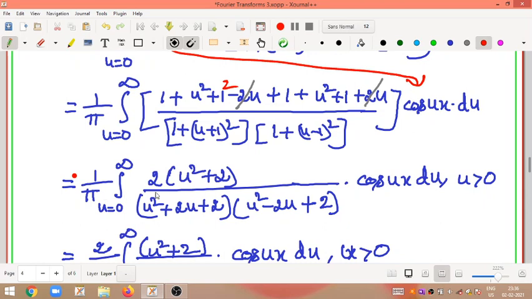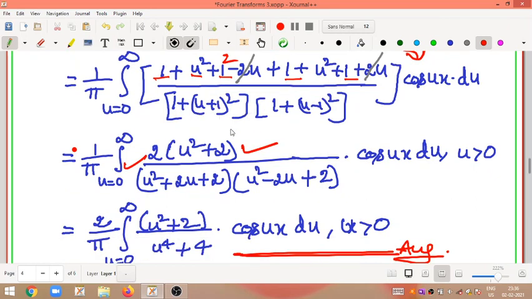Here 1 by pi into integral 0 to infinity, here 1 plus positive values, u square plus u square is 2u square, 2 common, 1 plus 1 plus 1 plus 1 is 4. So already 2 taken common, so again 4 will come. So 2 times of u square plus 2 will come. This denominator, expand it: u square plus 2u plus 2. Similarly expanding this one, into cos ux into du as it is.